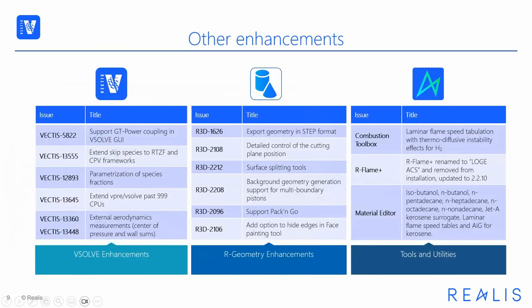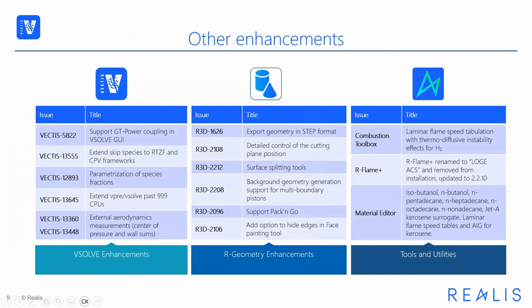Apart from the headlines which we have just covered, this release is packed with other enhancements for VECTIS and the accompanying tools. In particular, we now have support for GT-powered VECTIS coupling through the GUI, which allows to easily set up co-simulations. The skip species algorithm has been extended to the RTZF and CPV frameworks to skip the solution of species when not present in the domain, thereby providing a speed up of the simulation. Continuing to improve the parameterization of the sessions, the mixture composition can now be parameterized for all types of mixtures, vector species, wave species, etc.